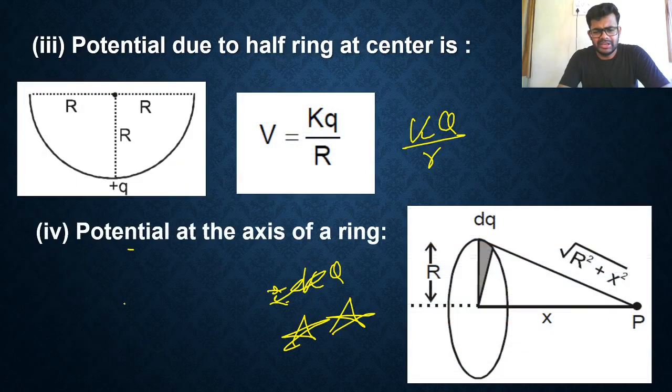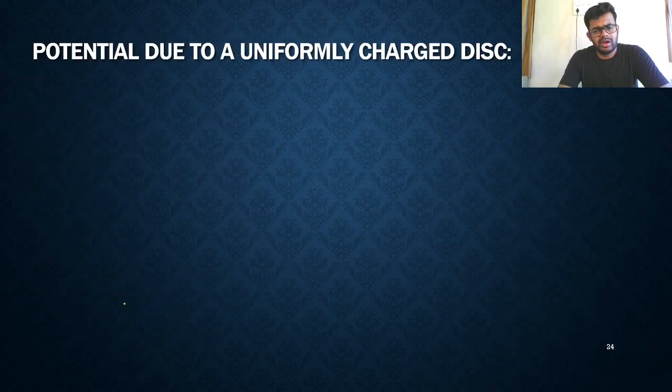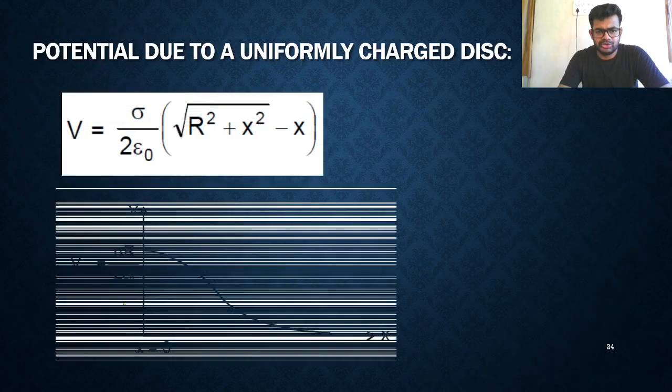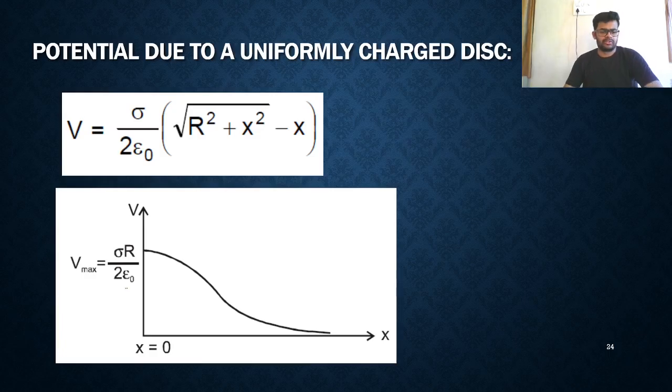A semi-ring we don't need to find. Next, directly we'll talk about potential due to a uniformly charged disk. So the curve will look like this. At the center it is sigma R upon 2 epsilon naught. That is the potential at the center, which will be maximum, and it will decrease with the distance, right? So that is the potential due to a disk.